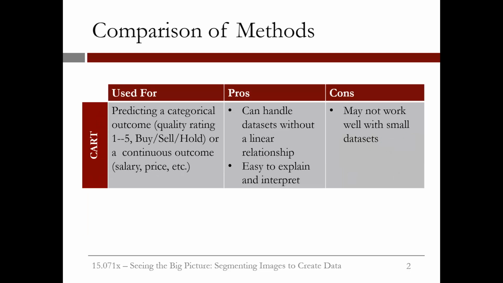In the trees week, we learned CART, which is used to predict a categorical outcome with possibly more than two categories, like quality rating from 1 to 5, and 3 decisions, say buy, sell, or hold. It can also predict a continuous outcome, such as salary or price. We have seen it applied to predict life expectancy, earnings from census data, and letter recognition. The power of CART lies in the fact that it can handle nonlinear relationships between variables. The tree representation makes it easy to visualize and interpret the results. The downside is that CART may not work very well on small data sets.